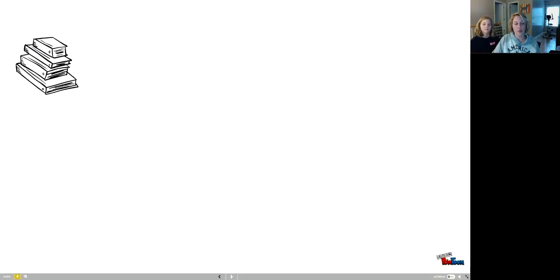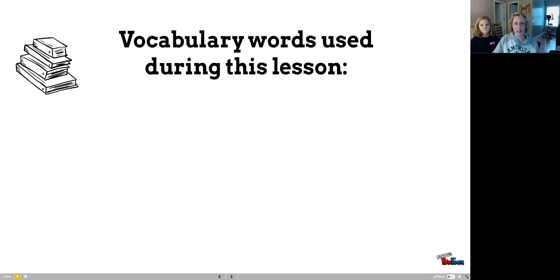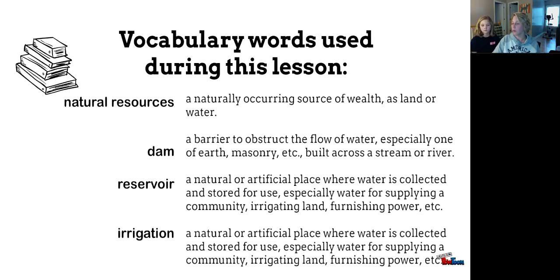So the first thing that we're going to look at is the vocabulary words that we're going to use during this lesson. So the first one is natural resources. And that is naturally occurring source of wealth as land or water. Can you think of a natural resource we have right here just within our neighborhood? Water. We have a creek running behind our house.